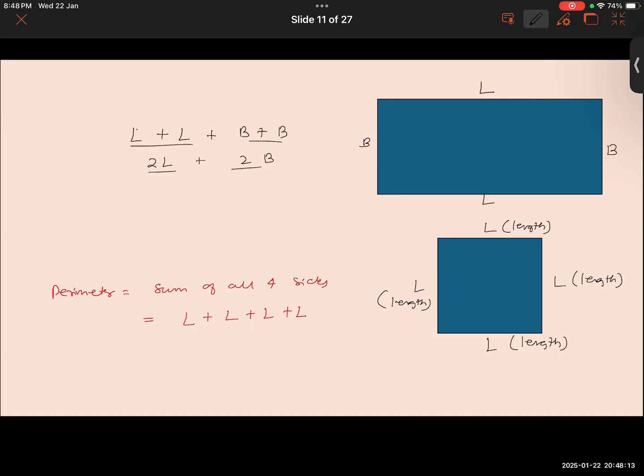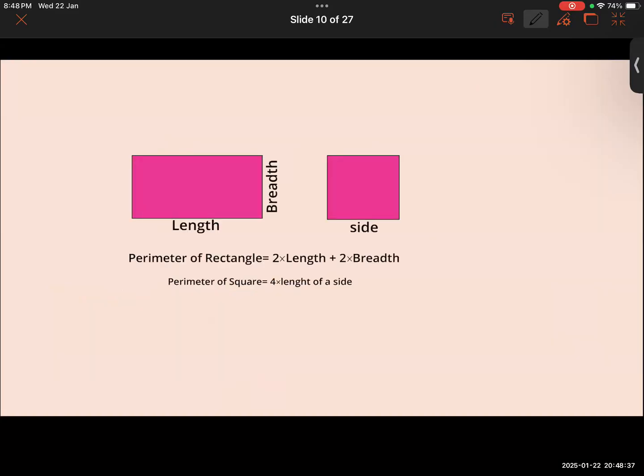Okay, this is a square now. So it will be L plus L plus L plus L, right? How many L's are there? 4 L's are there, right? So it is 4L. So for this perimeter, it is simply 4 times the length, because L here is representing the length. So to find the perimeter of a square, the formula is 4 times the length of a side. You got it? So that is the perimeter of a square.